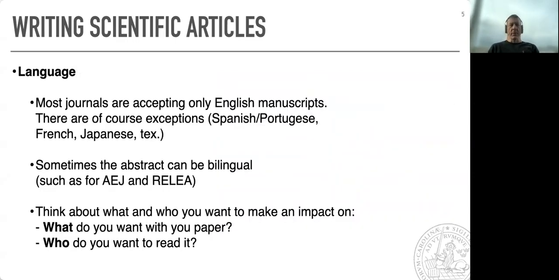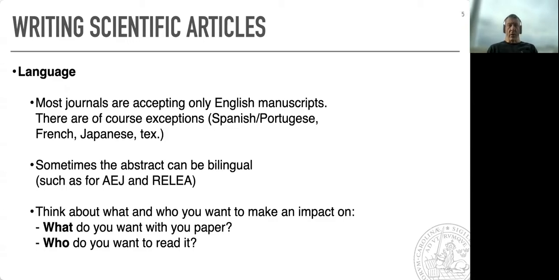Also think about the language. Most journals accept only English manuscripts. There are, of course, exceptions where Spanish, Portuguese, French, Japanese, etc. are common. But there are also national journals in different languages. But if you want to be a player on the international arena, English is the language to use, I would say. Sometimes different journals accept abstracts to be bilingual. And that goes for the Astronomy Education Journal and for RELEA, the Spanish-Portuguese Astronomy Education Journal.